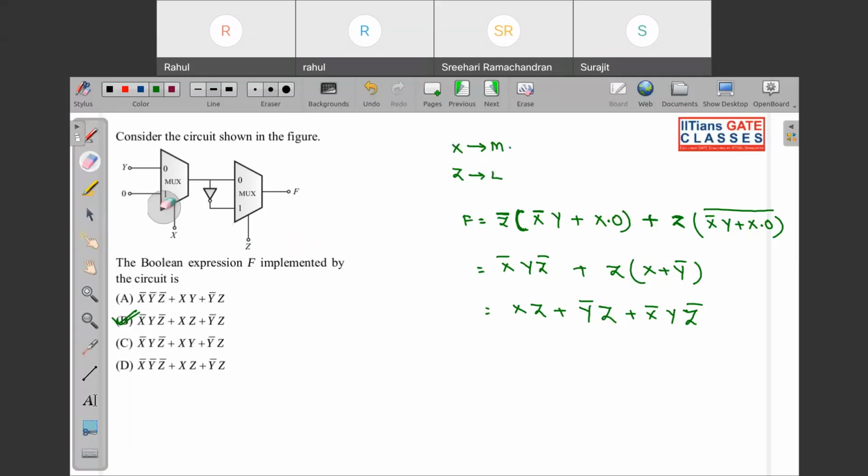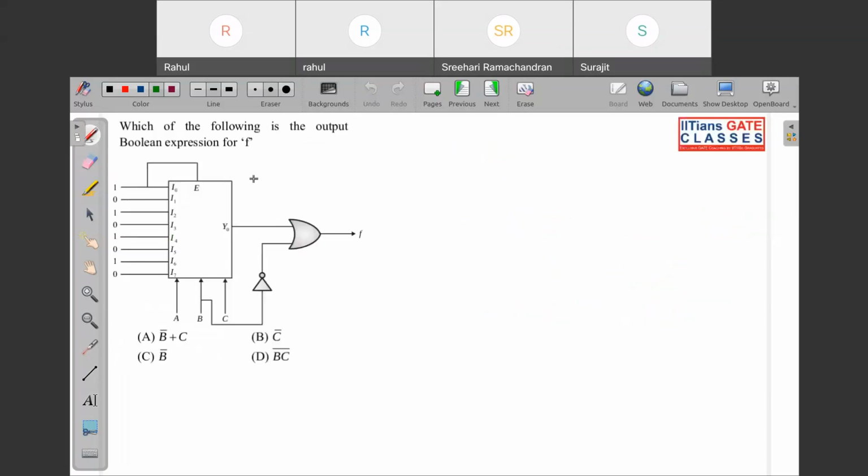But practically, if nothing was given, then you need to consider this Z as your MSB and X as your LSB. And always remember, they will give you the order, so no need to worry. Is that clear? Clear. So now solve this.